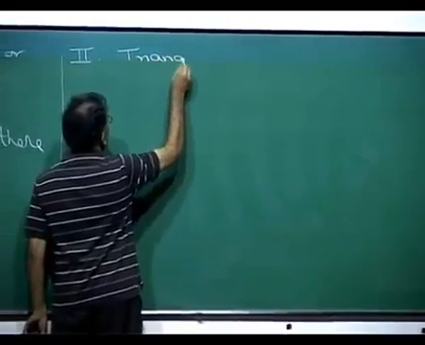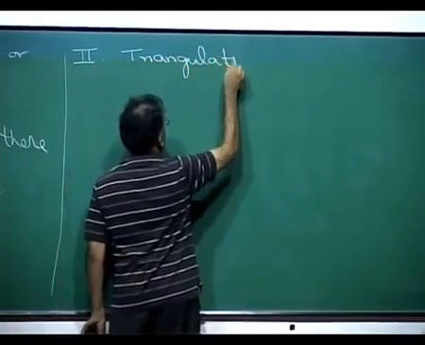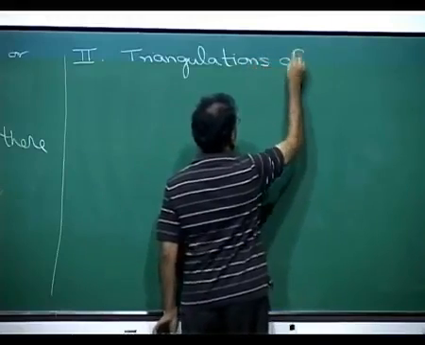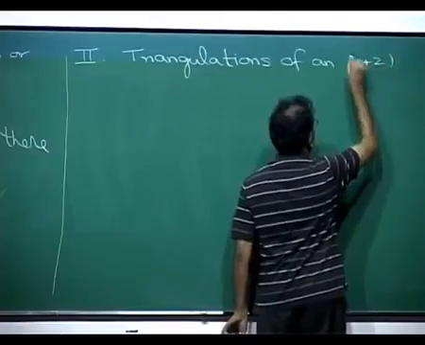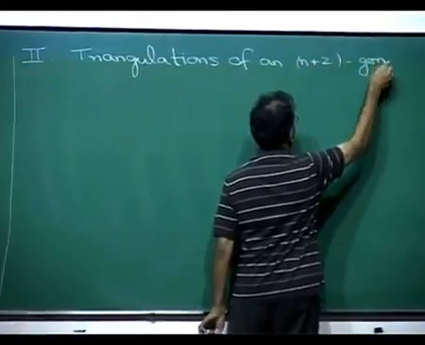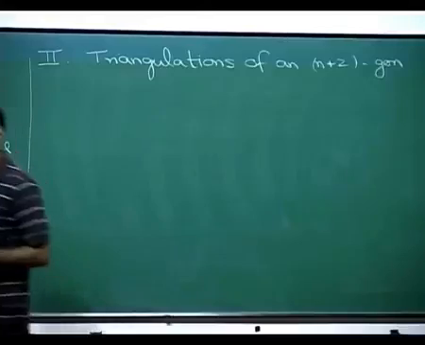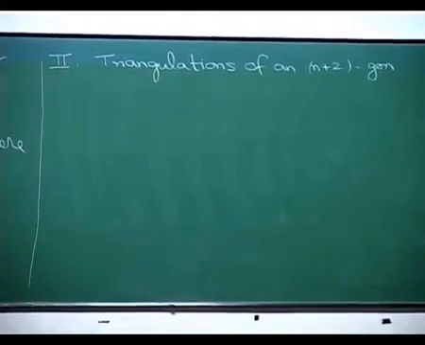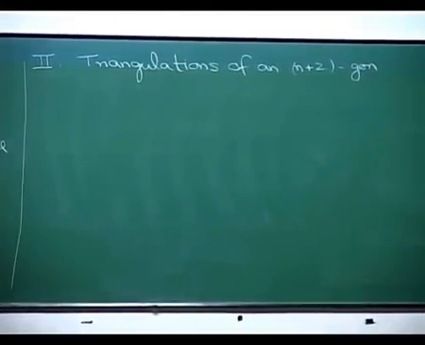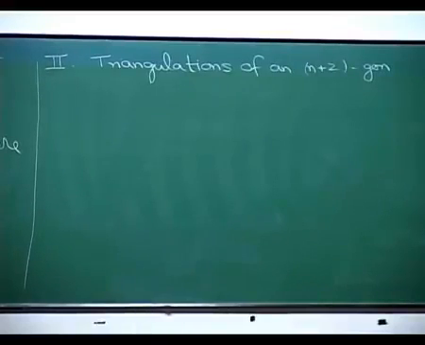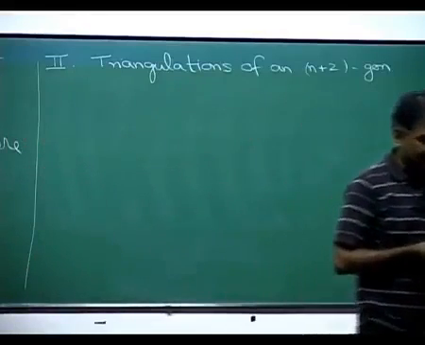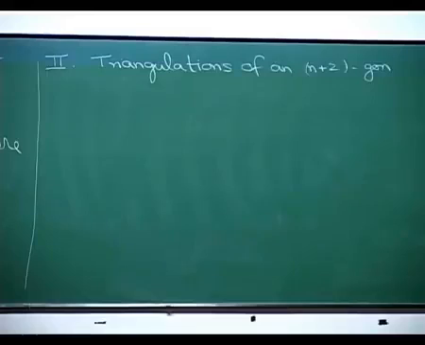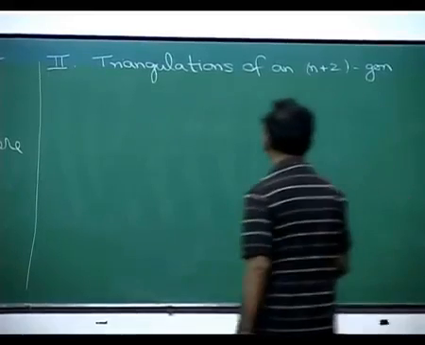is triangulations of an n plus 2 gon. So take a regular polygon with n plus 2 sides, right? And we would like to divide this into triangles by drawing diagonals. You do not allow the diagonals to intersect. So there is an element of something being non-crossing comes in here. You don't allow the diagonals to intersect, and you would like to divide this n plus 2 gon into triangles.